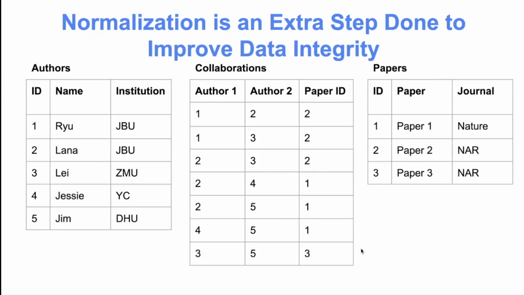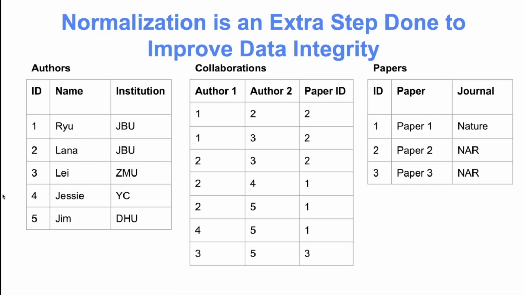And the collaborations table will probably be the biggest table, but instead of having all of those redundant pieces of information, like JBU here, and then paper 1 or paper 2 NAR, paper 2 NAR here, we simplified it, and we just put all of this as IDs. Each ID is just linked to another ID from another table. And this is actually where the relational term in relational database comes from. The tables have relationships, linked by these IDs.